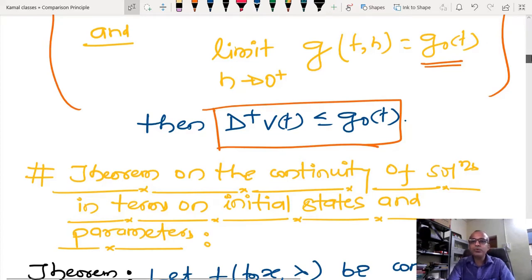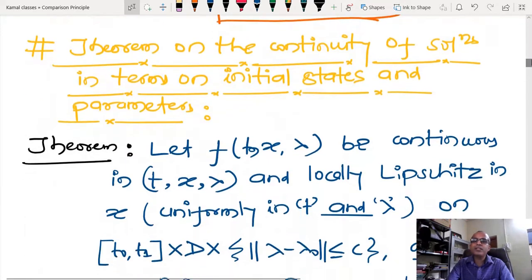Now before going to the main proof or going to a statement of the comparison principle, we are going to recall one theorem. In the previous class I have already discussed this theorem. Again, I am not going to add the proof of this theorem. The theorem basically tells us how the solution is affected by the initial state and the parameter.